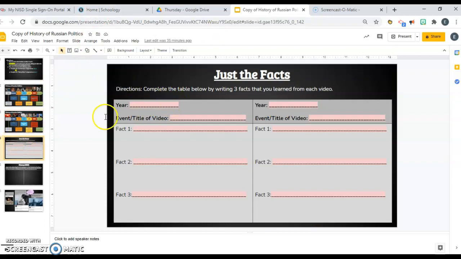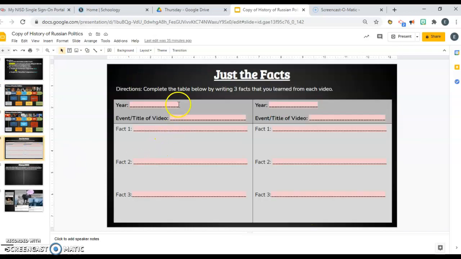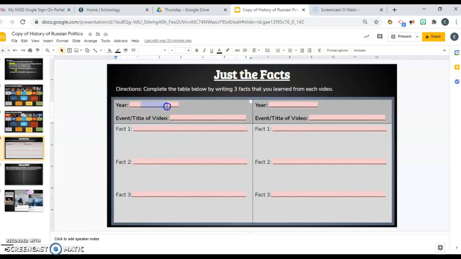Now, once you finish watching whichever two videos you'd like, then you're going to have a choice. You may complete just the facts, which is basically telling me the year you chose, the video you chose, and 3 things you learned. Okay, same thing here. You got to have 2 videos, the year, the name of the video, 3 things you learned.